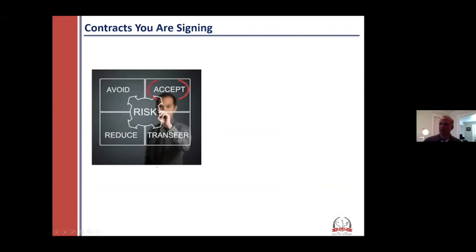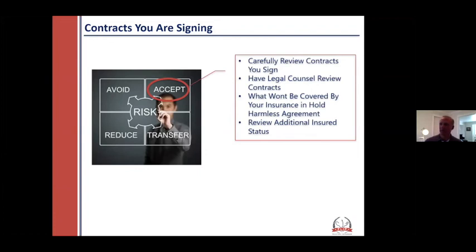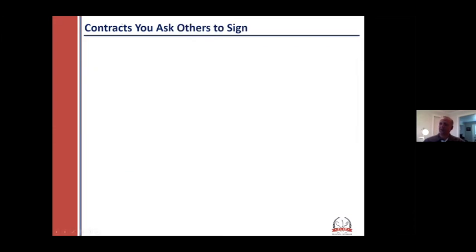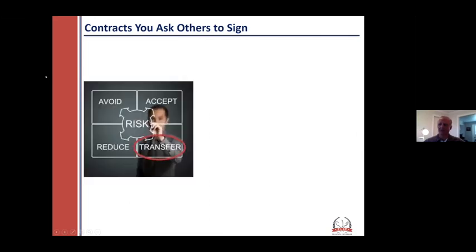So we talked about contracts. The contracts you're signing, what risk are you accepting? We already talked about carefully reviewing the contracts you sign and having legal counsel review them. What won't be covered by my insurance in the hold harmless agreements? And we need to review the additional insured statuses. And then be informed on what risks you are assuming. When you've got contracts you ask others to sign, now you're transferring this risk.